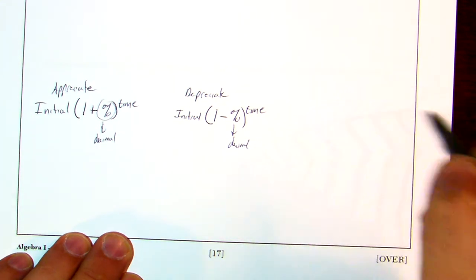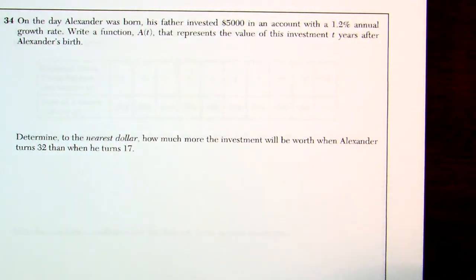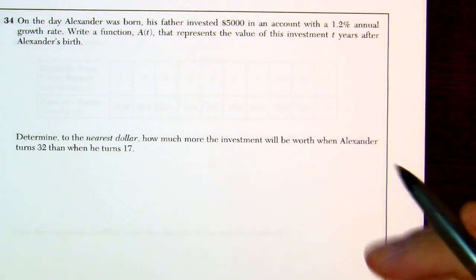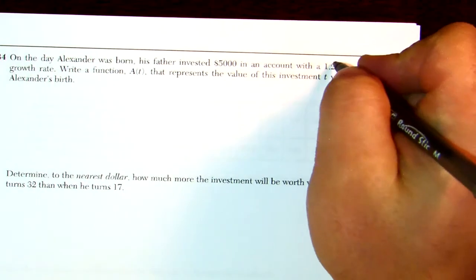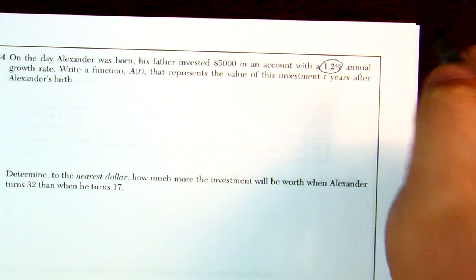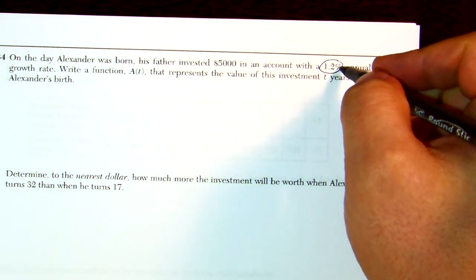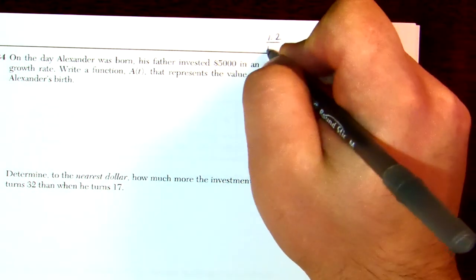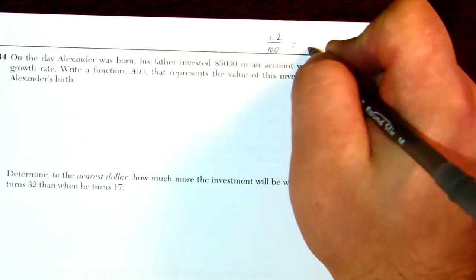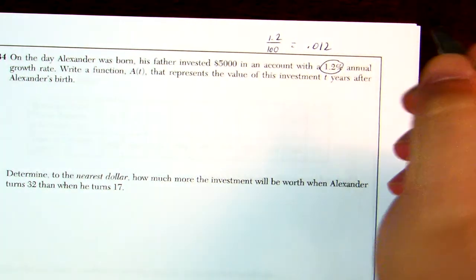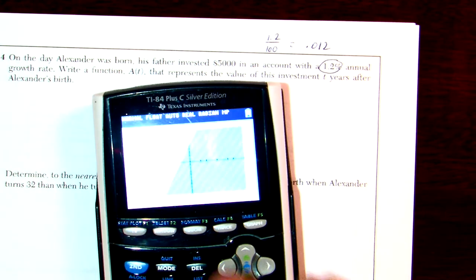In this case, we have an investment with a growth rate, which means it's going to appreciate in value. And the 1.2% has to be a decimal. If you don't know how to put this into a decimal, just put it over 100. So 1.2 over 100 is actually 0.012. Or if you take your calculator and do 1.2 divided by 100, that's where you get the 0.012.